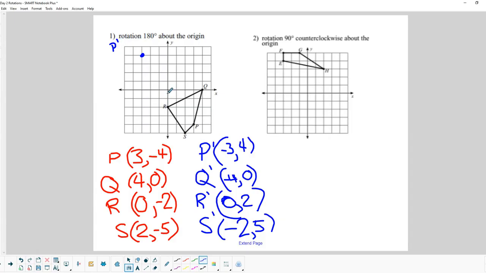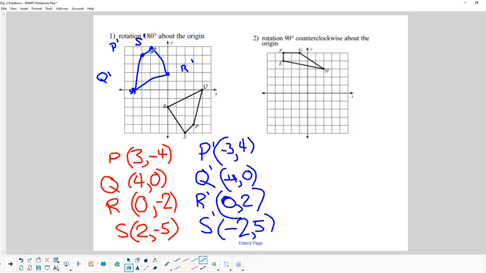And negative 4, 0. 1, 2, 3, 4. Negative 4 and 0 is Q prime. 0 and 2 is R prime. And S prime is negative 2, 1, 2, 1, 2, 3, 4, 5. So there's S prime. All right, now let's draw our line between our shapes.